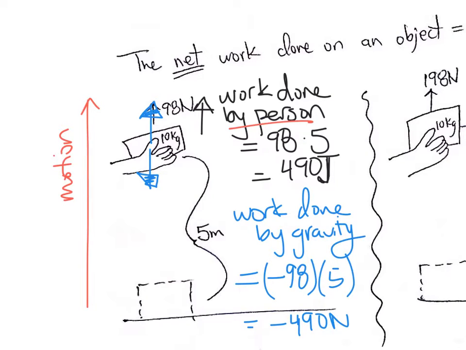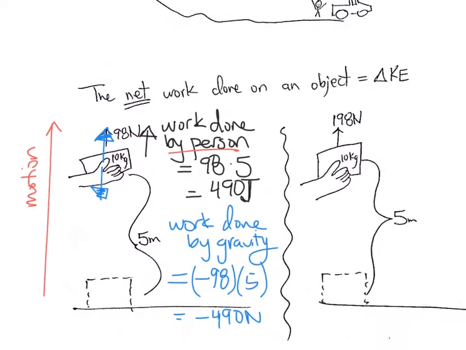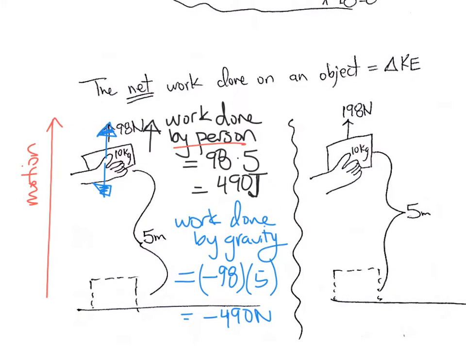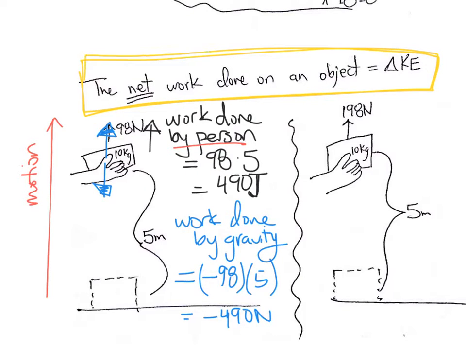So if we're talking about the net work done on an object, we have to talk about the work done by the person and the work done by gravity. So because this thing didn't speed up, the net work done is actually equal to 0. And so I know that's a little weird, but this is really helpful in helping that make sense as this material becomes more familiar to you. So the change in kinetic energy is going to be the net work done on an object.